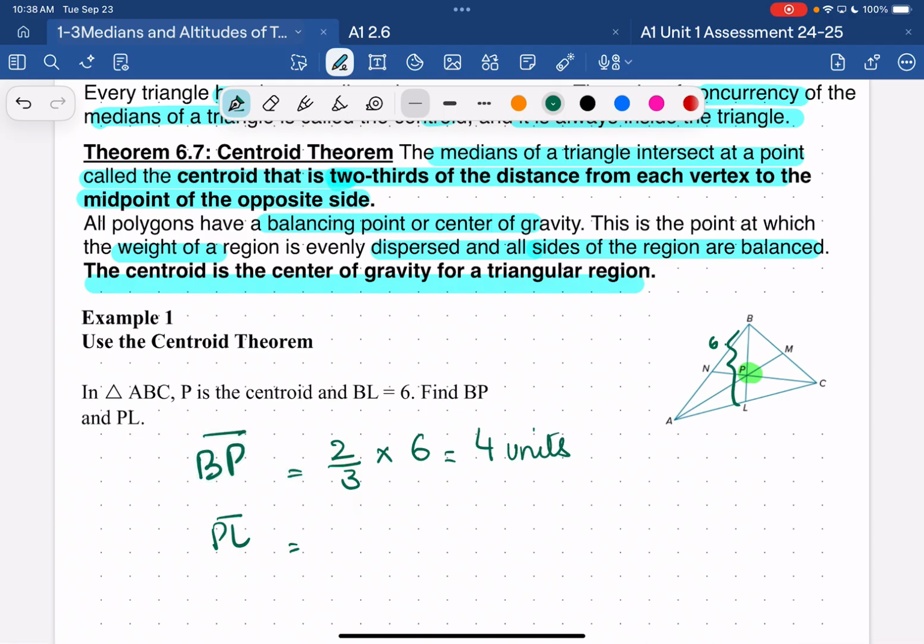And to find PL, it would be 1/3 times 6. Perfect. That gives you 2 units. Right? Everyone remember this module, it's very easy. It's very simple. There is nothing with the calculation. The only thing is you need to remember what you are finding.